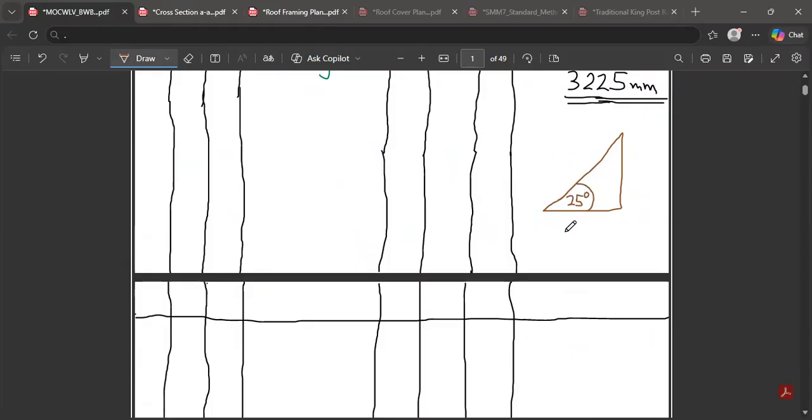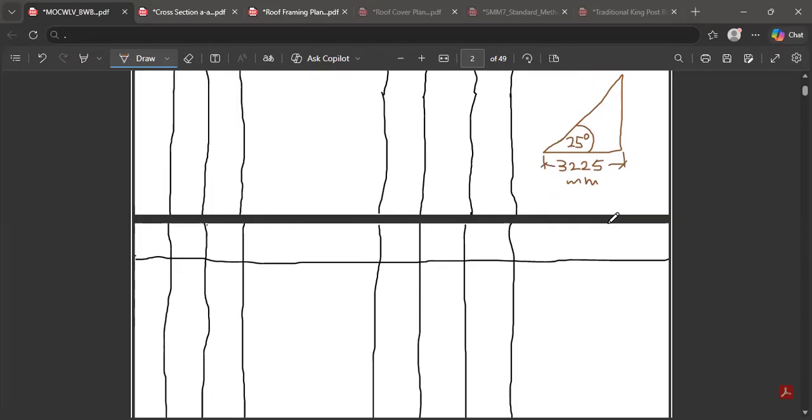I'm going to write over here 3,225, just so that it is in millimeters. So that is from here to here. We've just focused on one side, and that is the pitch.